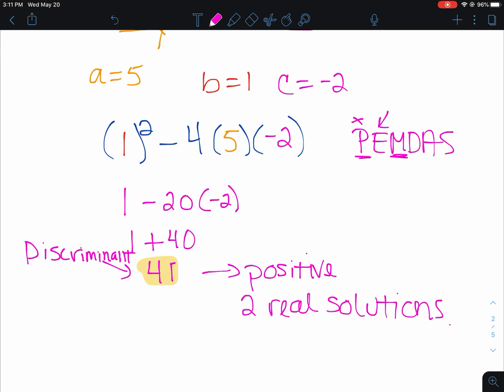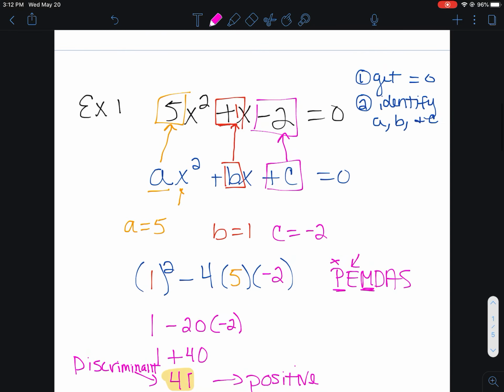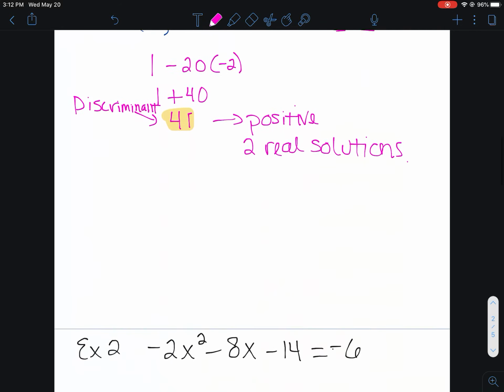All right, and that's all there is to it. So we're going to set the equation equal to 0. We're going to identify a, b, and c, and then we're going to substitute values into b squared minus 4ac. Okay, and then after that, it's just about determining what your answer tells you.